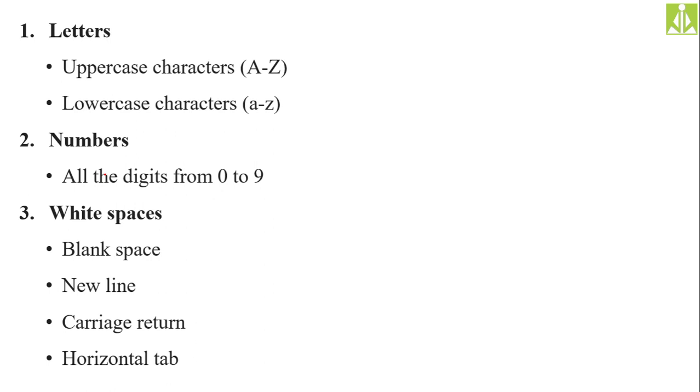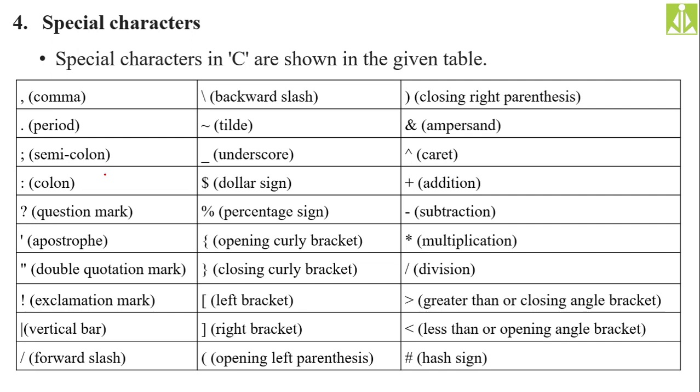And a new line character: whenever you reach the end of the line, you hit the enter key. How will that enter key be treated inside your C program? It will be considered a new line character, a special type of character. And carriage return and horizontal tab, all these things are also considered part of C's character set. Okay. Then we have some special characters, not only those letters, digits, and white spaces.